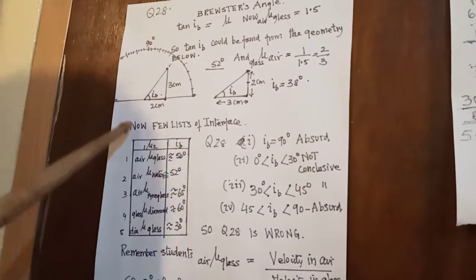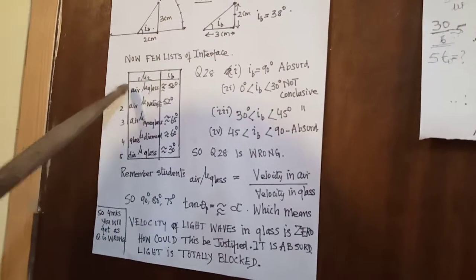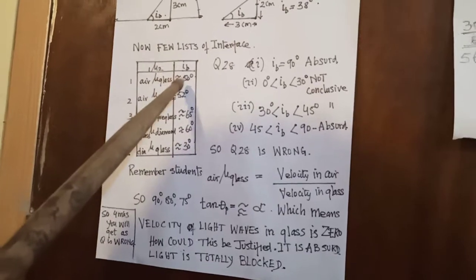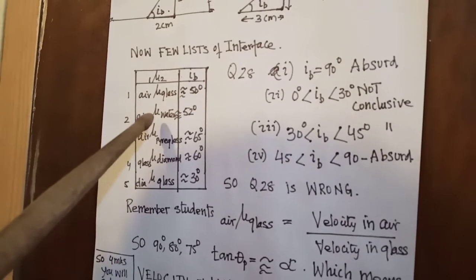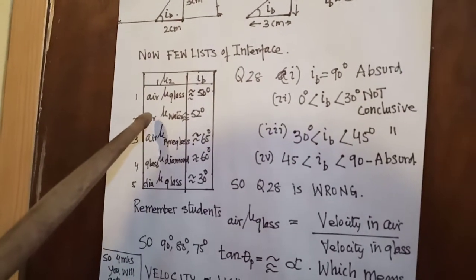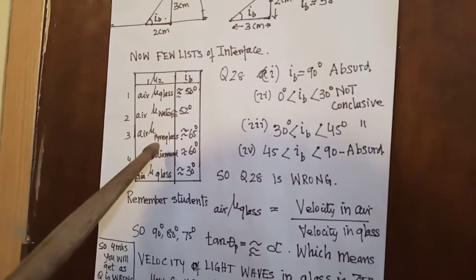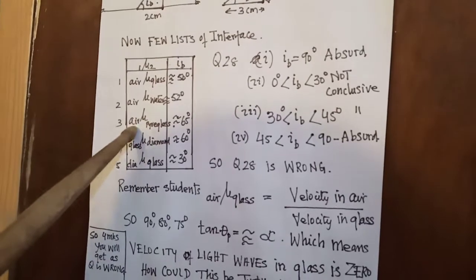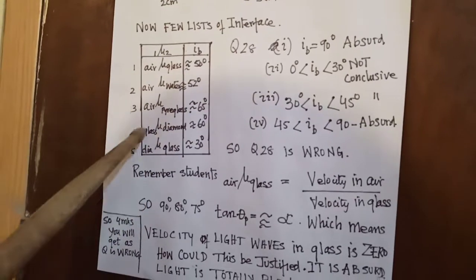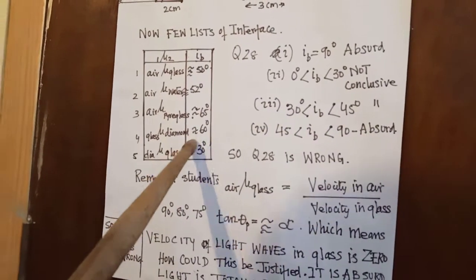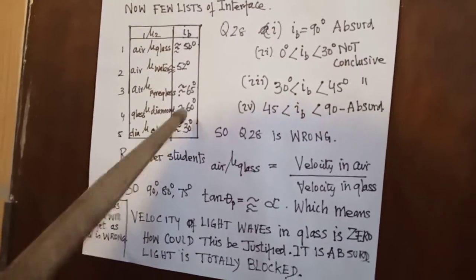So here are a few lists of interfaces. Mu of glass with respect to air, I have done it. It is more or less 50 degree approximately. Mu of water with respect to air is 1.33 and the angle IB is 52. Pyrex glass with respect to air, 65 degree. Mu of diamond with respect to glass, it is 60 degree. Mu of glass with respect to diamond, it is 30 degree.